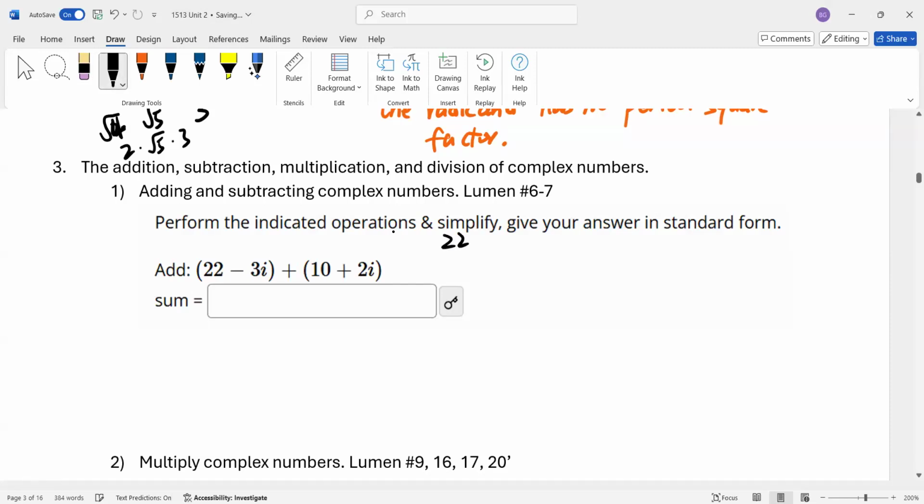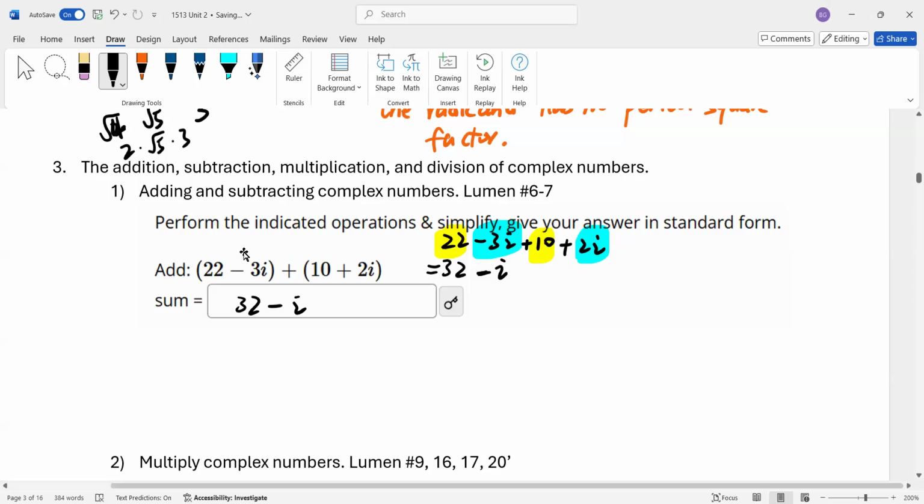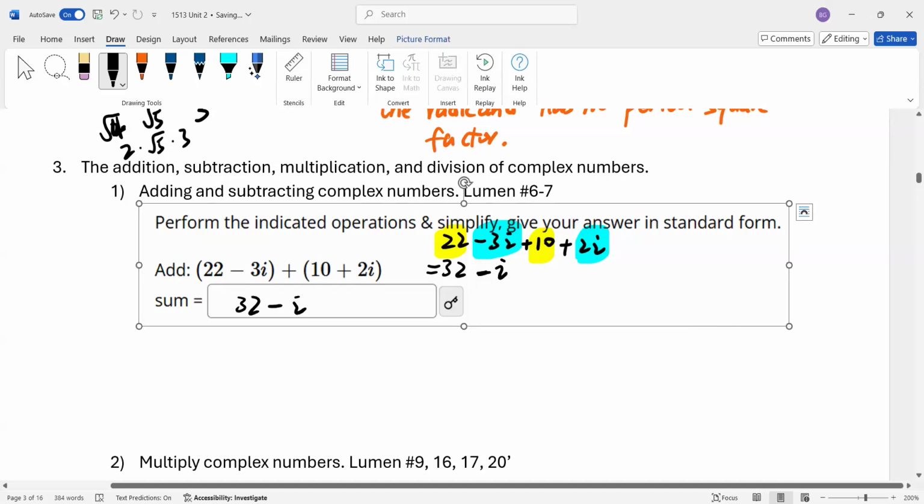So we have 22 minus 3i plus 10 plus 2i. Just don't overthink, okay? Combine like terms. Those are 2 like terms, and those 2 are like terms. Just combine them. 22 plus 10, 32. Negative 3i, positive 2i, negative 3 plus 2, negative 1. So negative 1i, which is negative i. So the correct answer is already simplified, and in standard form, 32 minus i. Very easy, right? I believe you can do that. It's pretty straightforward.